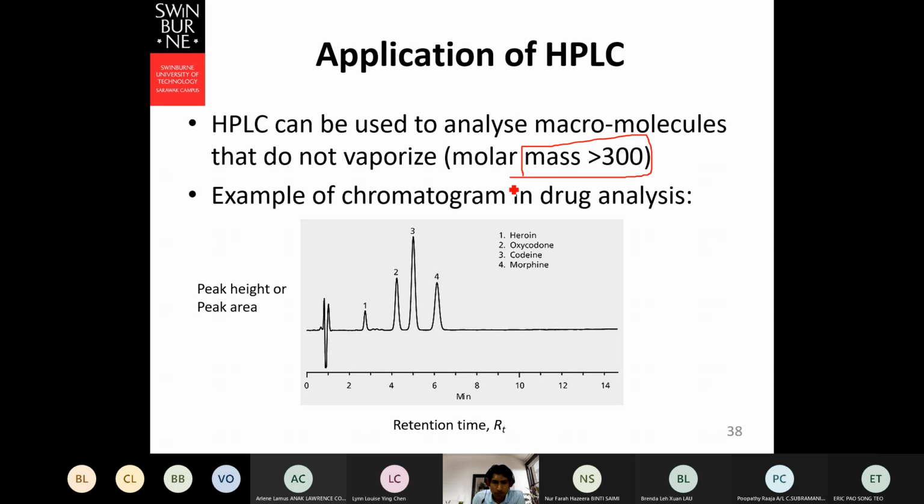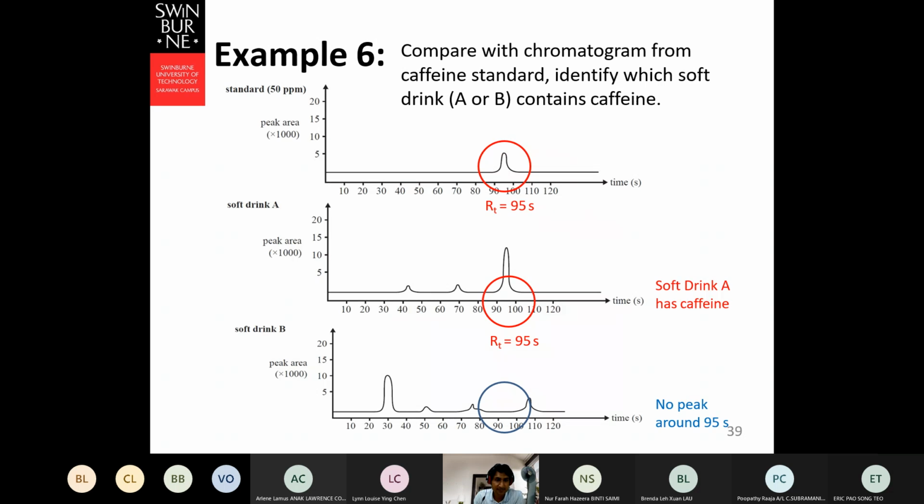And all the dope tests that we do before the biggest sports activities, the dope tests are done, right? Is HPLC used for this case? All right. So it works the same.